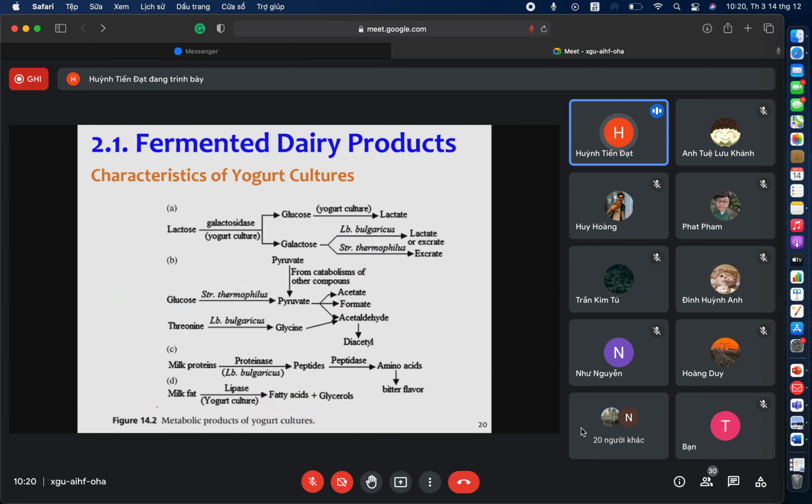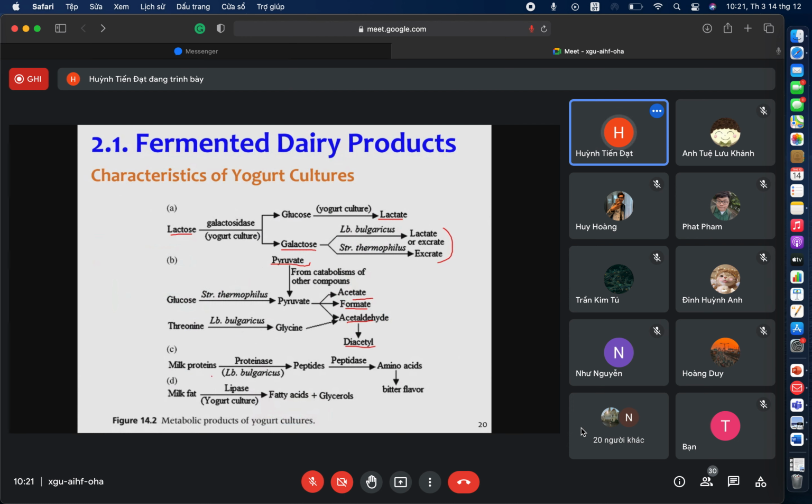Okay, so some more details on the metabolic products of the yogurt culture. From lactose, they can generate lactic acid, and the galactose broken down from the lactose can be used up by both strains, Streptococcus and Lactobacillus bulgaricus. Then they can generate a combination of acid and aroma. They can generate pyruvic acid or pyruvate, and some other things like acetate, formic acid, acetaldehyde, and some acetone.